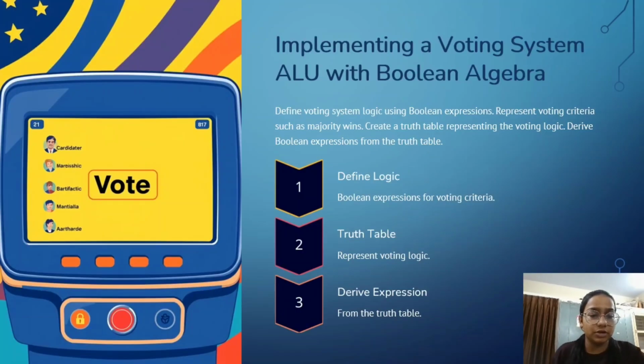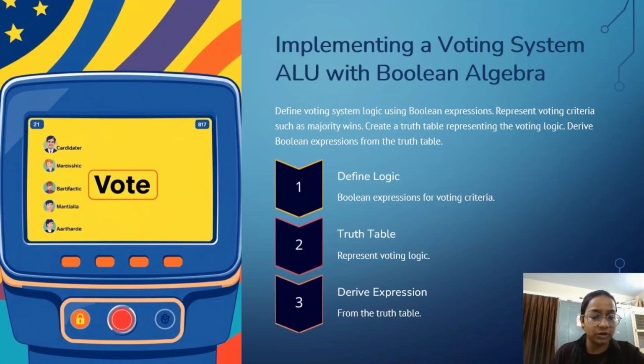This slide introduces the concept of implementing a voting system's core logic using the principles of Boolean algebra. Implementing a voting system ALU with Boolean algebra. Think of it as designing the brain of a simple voting machine. Our goal here is to define the rules for how votes are counted and how the winner is determined using logic expressions. We'll follow a structured three-step process.